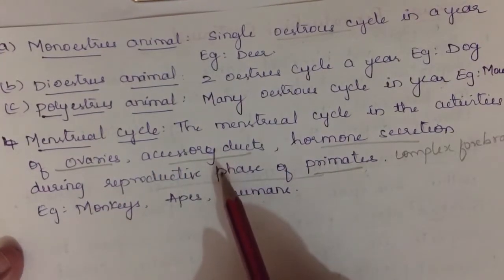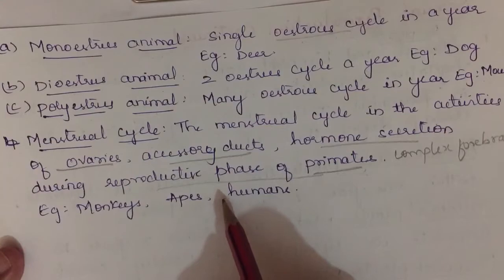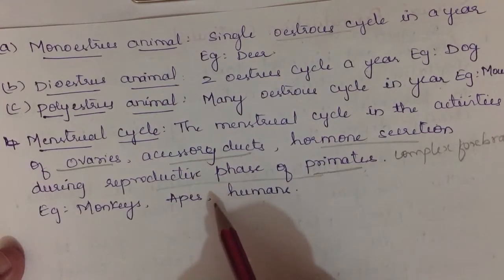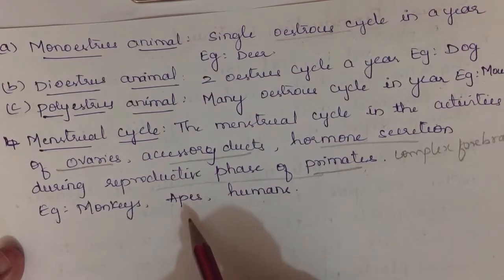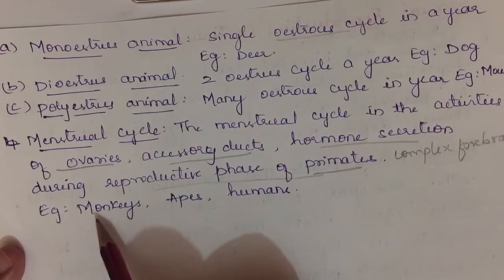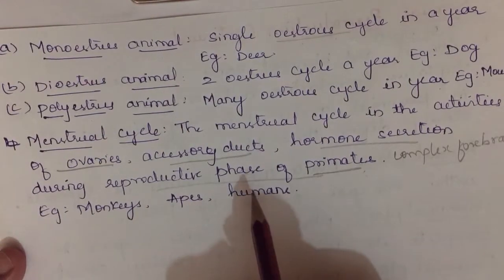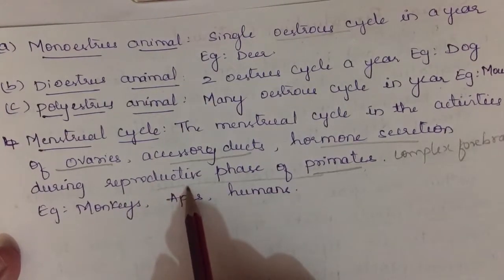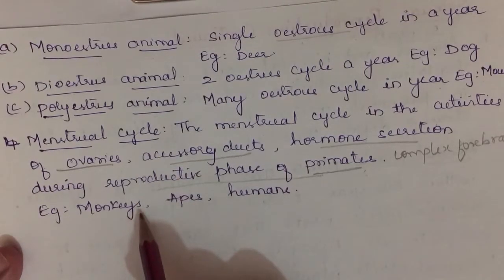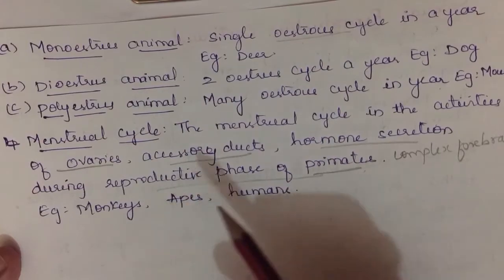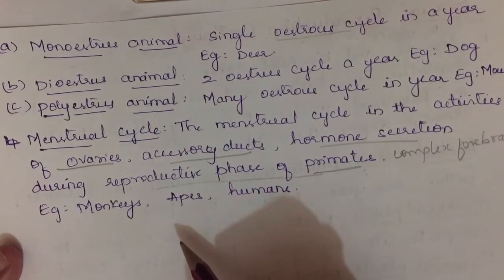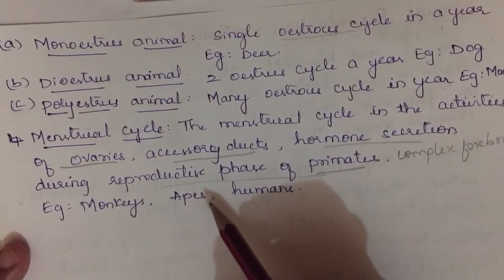Now shedding of endometrium and all, what I am saying, you won't understand now. You have to go through the 3rd chapter of second year, when I shall discuss the menstrual cycle in detail. Anyhow, these are the examples of menstrual cycle: monkeys, apes, human beings. And we have a question: differences between menstrual cycle and estrous cycle. They can ask a 2 mark question or only a 1 mark question, and entrance exam questions are also there. So this is about today's class.